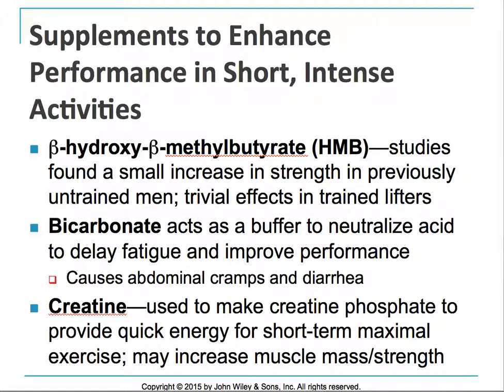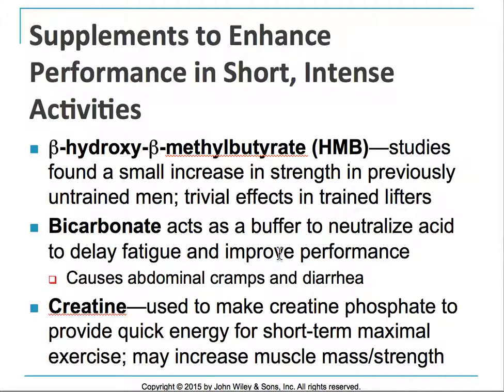Supplements to enhance performance in short, intense activities. The first is beta-hydroxybutyrate, otherwise known as HMB. So when you see that little fancy B, that's the Greek letter beta. So this would just read beta-hydroxy beta-methylbutyrate. Again, not something you're going to have to be able to spell. It can just be abbreviated to HMB. Studies found a small increase in strength in previously untrained men with trivial effects in trained lifters.